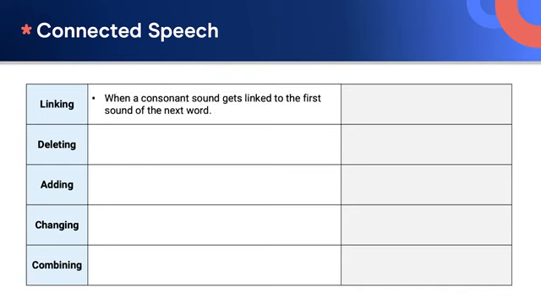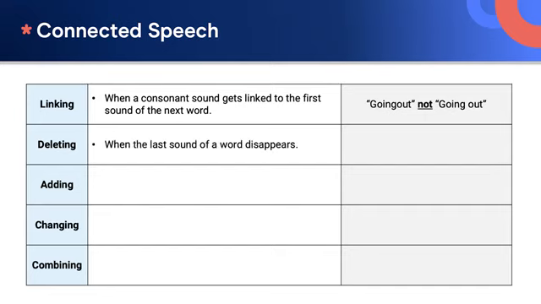Linking. That's when a consonant sound at the end of one word gets linked to the first sound of the next word. For example, going out, not going out. Deleting. This is when the last sound of a word disappears, and it often happens with T and D sounds. For example, we must go, not we must go.